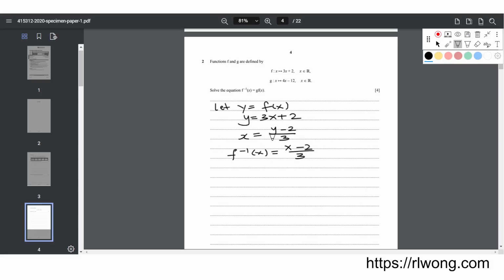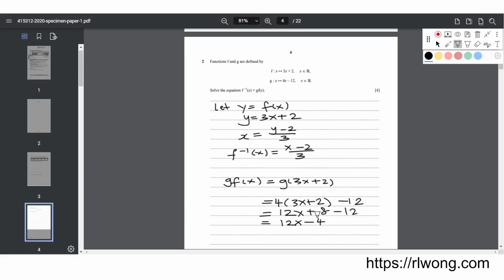Now that I found f inverse x, the next step I need to do is to find g f x. To find g f x, it is basically g of 3x plus 2, because f x is 3x plus 2. So I replace the f x here by 3x plus 2. Next, I will replace the x in g x with 3x plus 2. So I'll get g f x being equal to 12x minus 4.